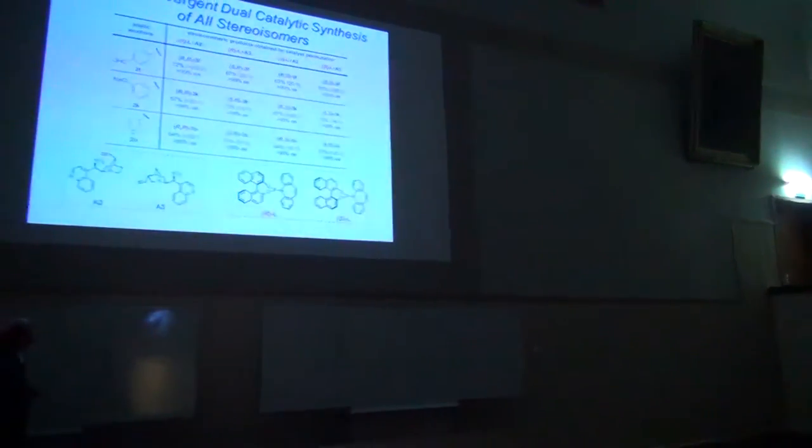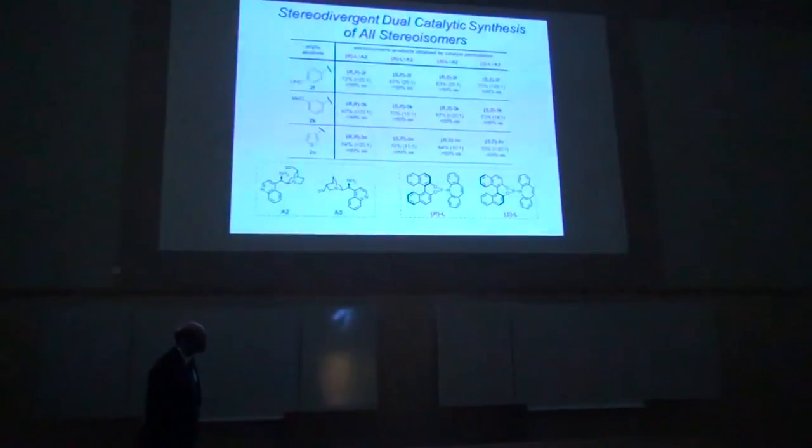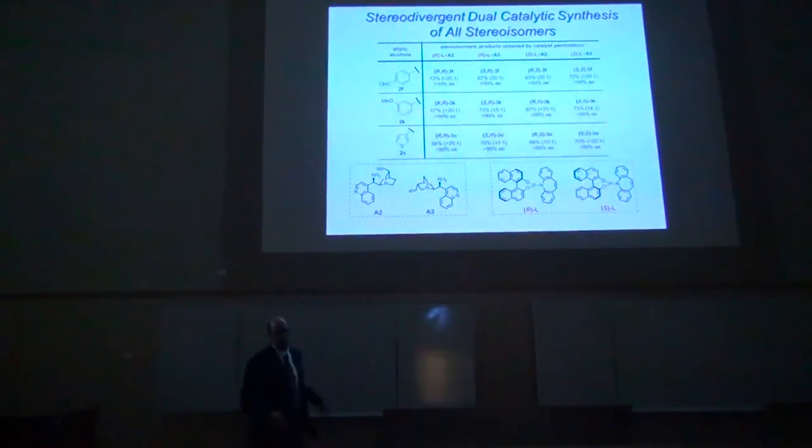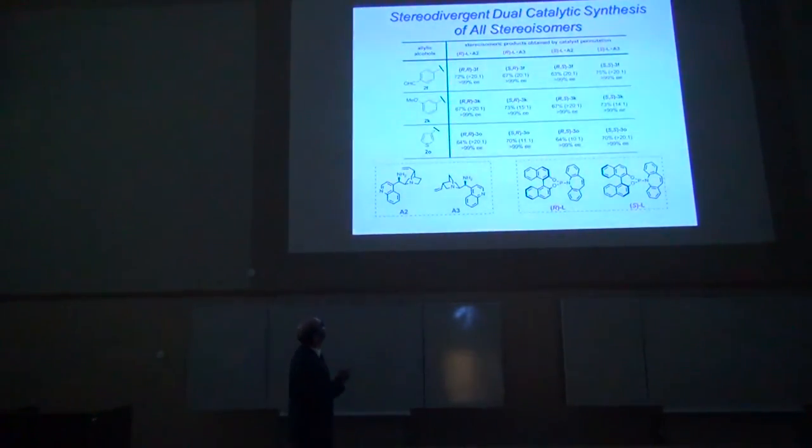I'll show you some additional examples, and in the paper we have yet more that are consistent with this being general. You can see that all we're doing here at the top is permuting the combination of one catalyst with another, and that gives rise to all four possibilities routinely in high EEs, high DRs, and high regio control.